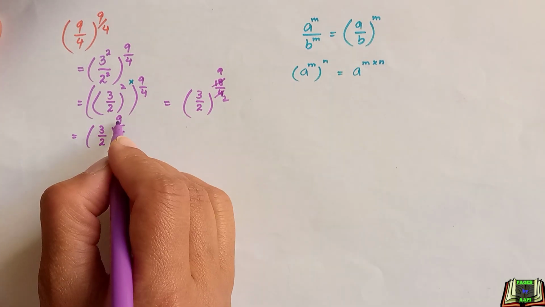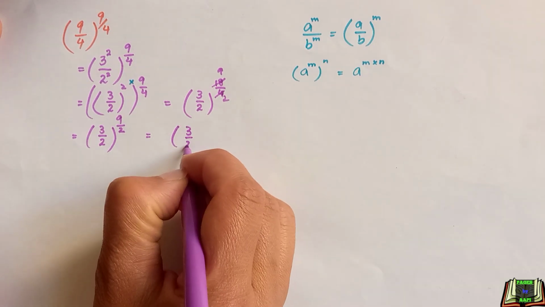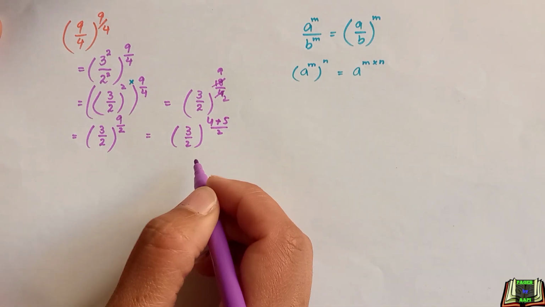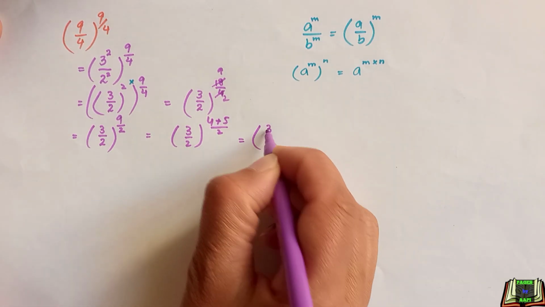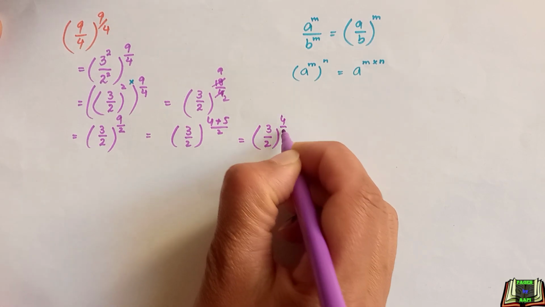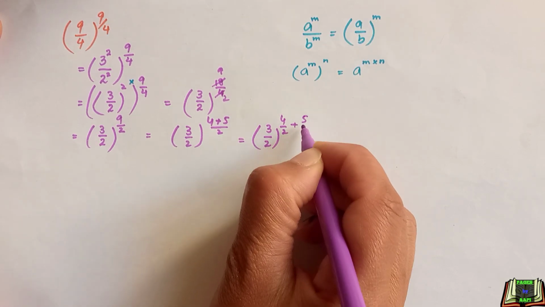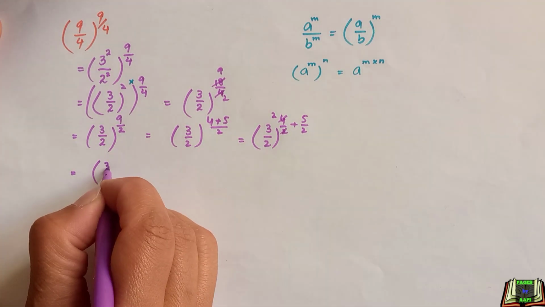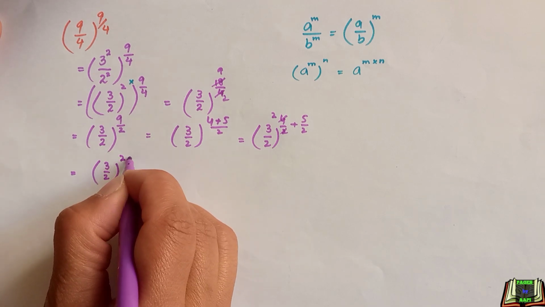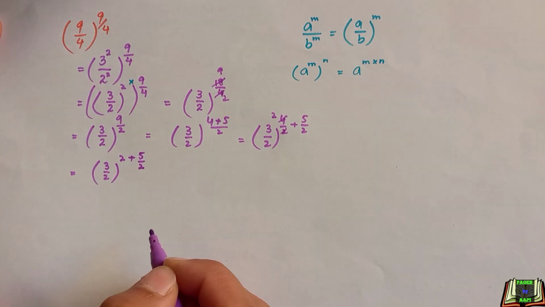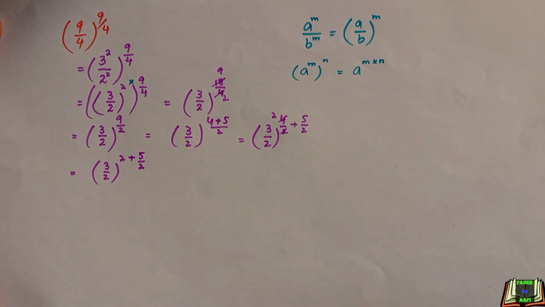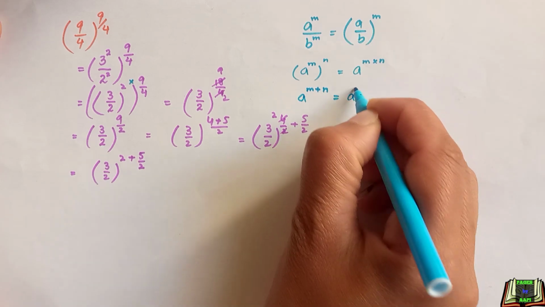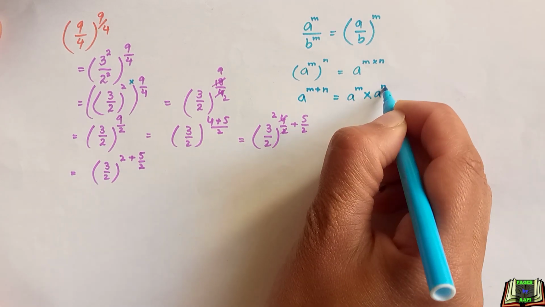Now writing 9 as an equivalent value, we can write it as 3 divided by 2 to the power of 4 plus 5, divided by 2. Writing it separately, this will be equal to 4 divided by 2 plus 5 divided by 2. 2 times 1 is 2, 2 times 2 is 4. So (3 divided by 2) to the power 2 plus 5 divided by 2. Here is another power rule that says if a is raised to the power m plus n, then this is equal to a to the power m times a to the power n.